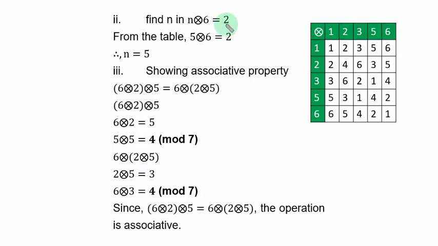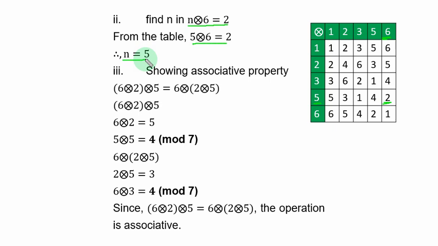Question 2, find n in n times 6 equal to 2. From the table, n is for row and 6 is column. So let's look at column 6. If you look at column 6, where you have remainder of 2 is this. If you trace the 2 to the row, you have 5. So it is 5 times 6, that is 2. Therefore, n is equal to 5.